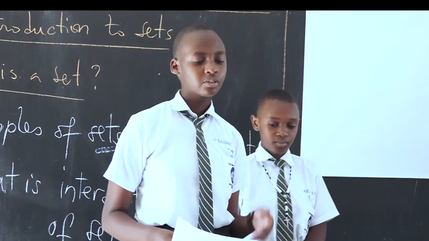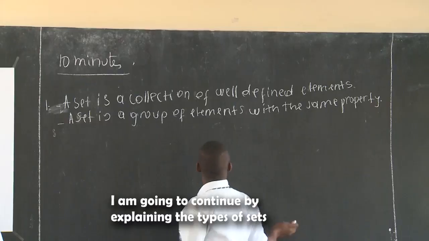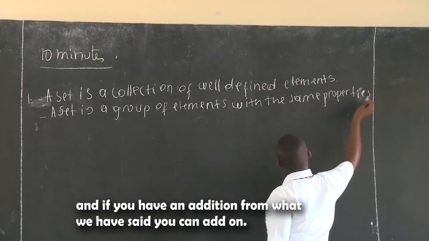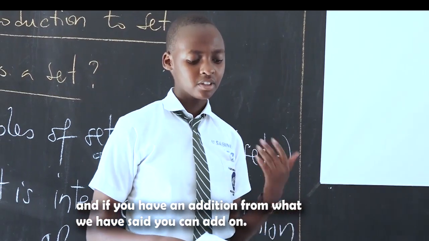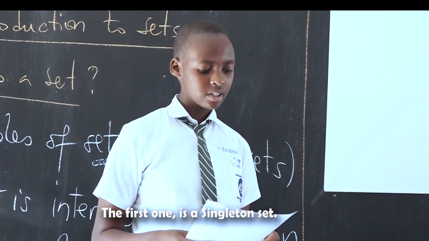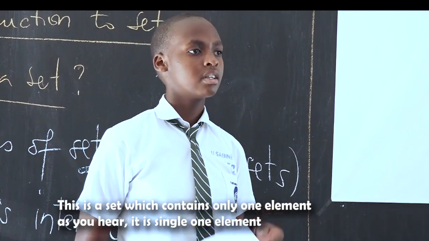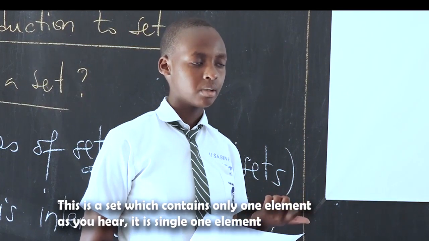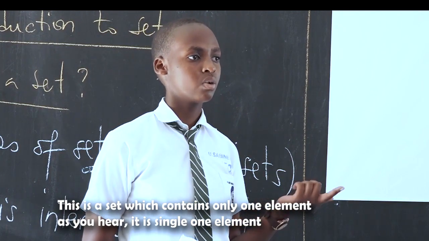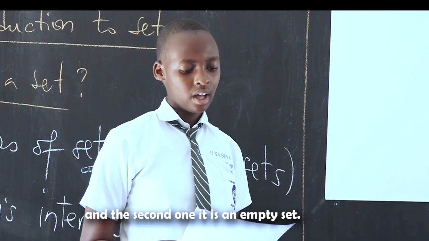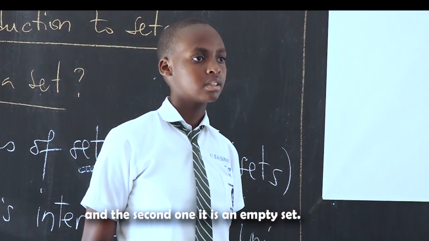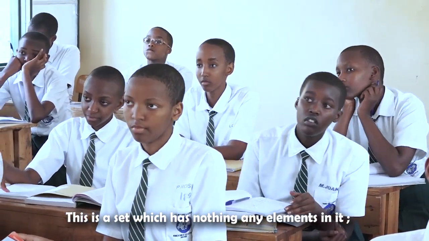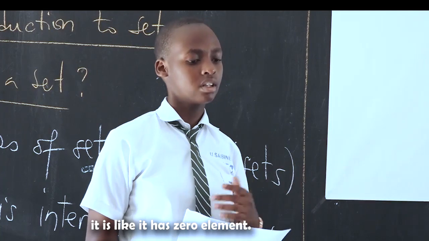Thank you. I'm going to continue by explaining the types of sets, and if you have an addition to what has been said, you can add on. The first one is a singleton set. This is a set which contains only one element. As you hear, it is single, one element. And the second one is an empty set. This is a set which has nothing, no elements in it. It is like it has 0 elements.